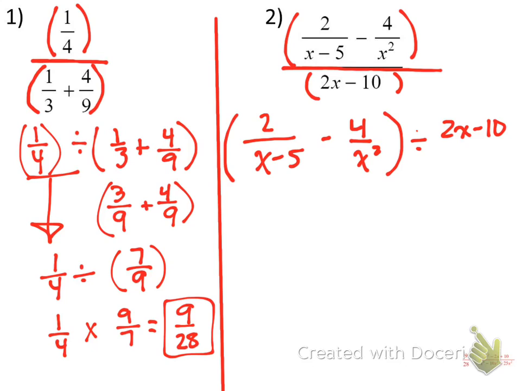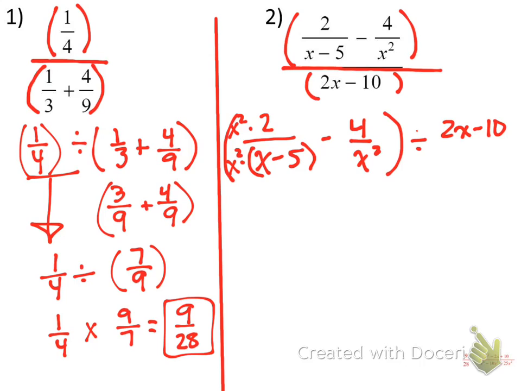Okay? So, order of operations, let's do parentheses first. We have to subtract these two. We need the same common denominator. We just talked about doing that in our last test. So this side has an x minus 5. This side has an x squared, so I'm going to multiply this side by x squared, both numerator and denominator.